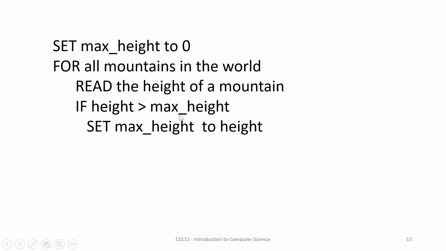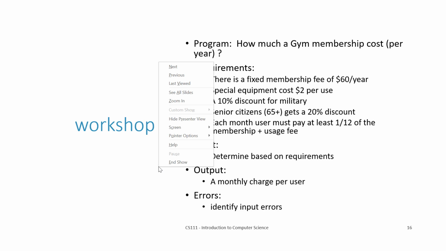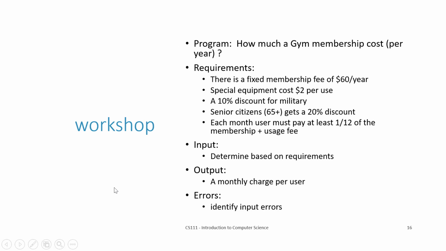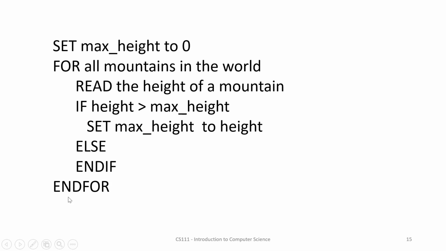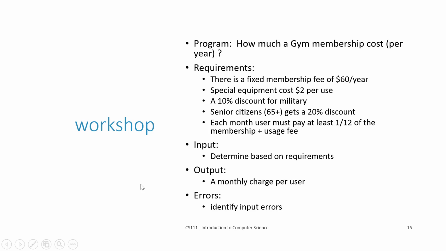And then if the height is greater than the max height, then we know the max height should be this new height. So we set the max height to height. Else we do nothing, and that's the end of the statement, and that's the end of the for loop. So going back to this, outside of this loop, what you need to do is display the max height. And that's going to be the max height of this mountain.